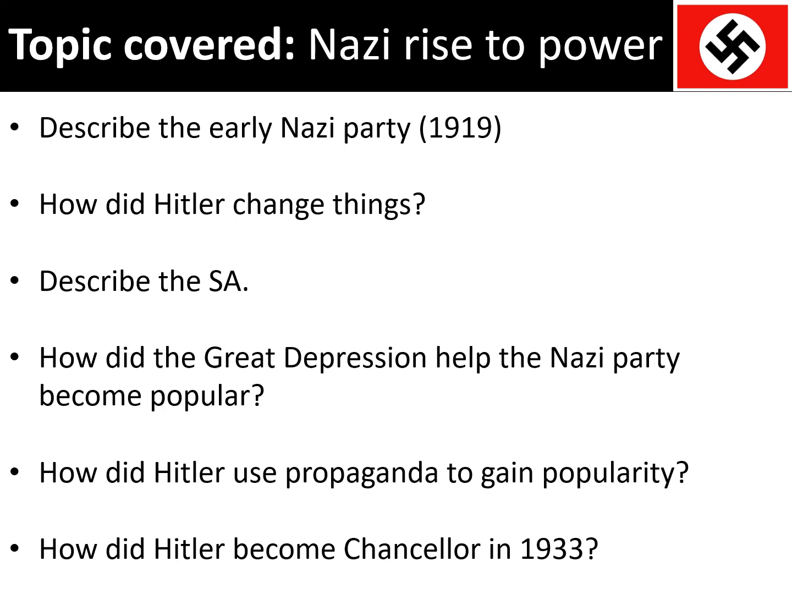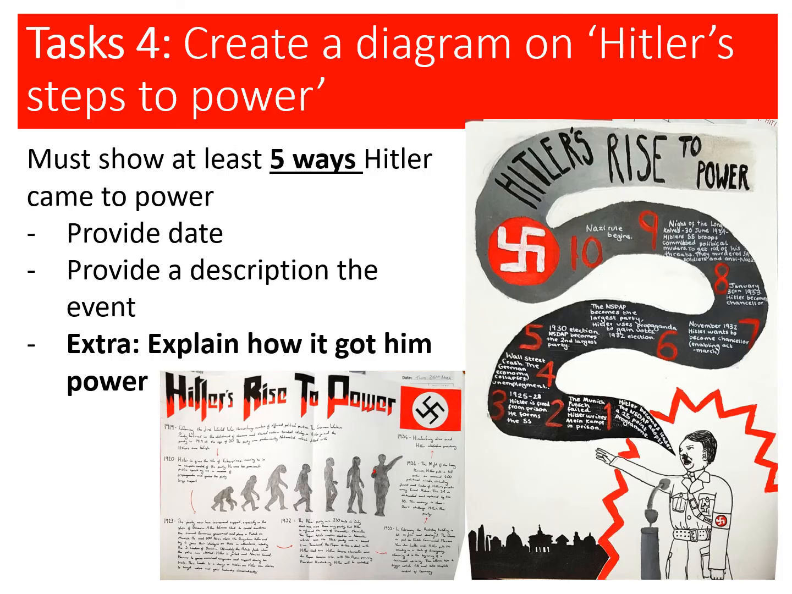So go back to the Hitler's Henchman page. Just after that, there's a blank page and it says create a diagram on Hitler's steps to power. I want you, on that blank page, to create a diagram that shows how Hitler came to become the leader. Go all the way back to the beginning, where he was a soldier looking for a political party to join, how he joins the DAP, and how he ends up being the Chancellor in 1933.